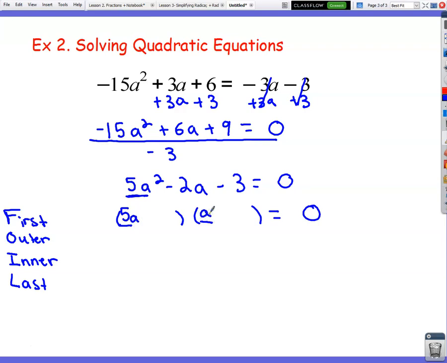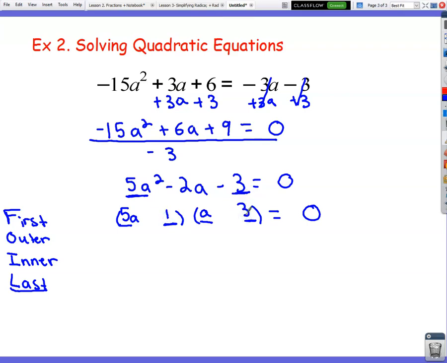Now we're going to skip the outer and the inner, because the outer and the inner add up to be that negative 2a. So we're going to skip that for a second. Now, the last two numbers need to multiply to give you the last term in your trinomial. So, for 3, you can either have 1 times 3 or 3 times 1. So, let's try 1 times 3.